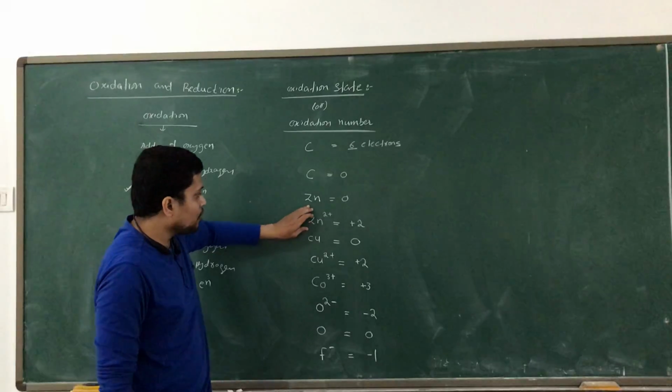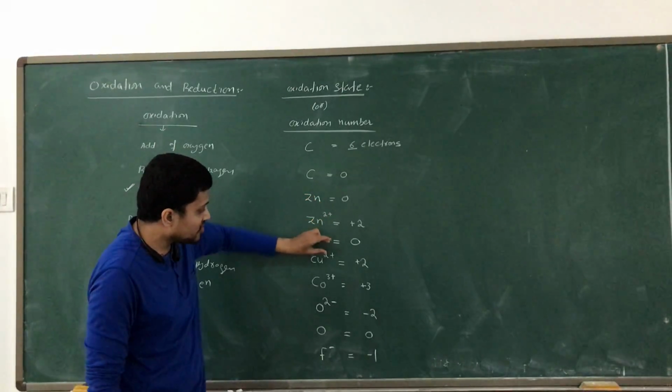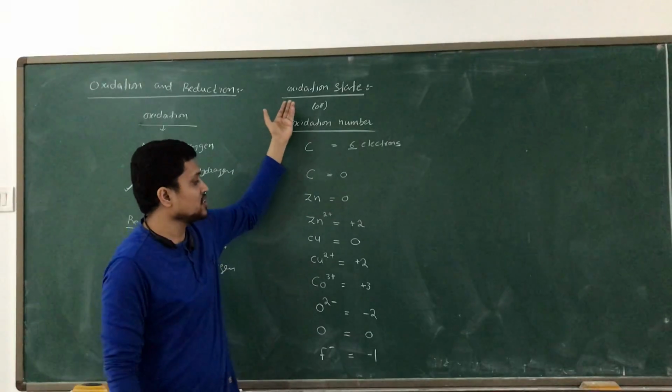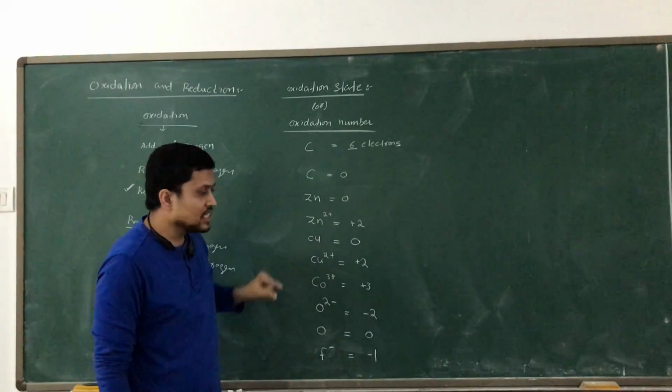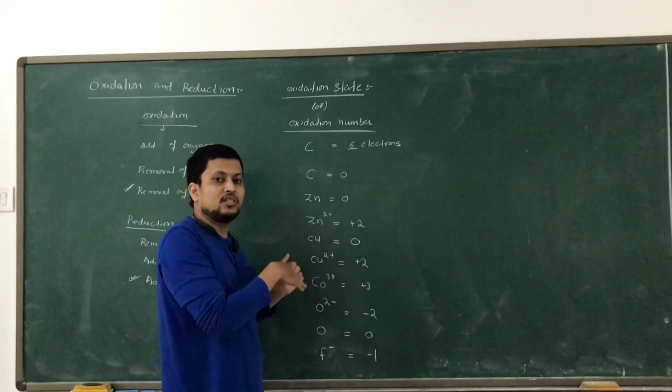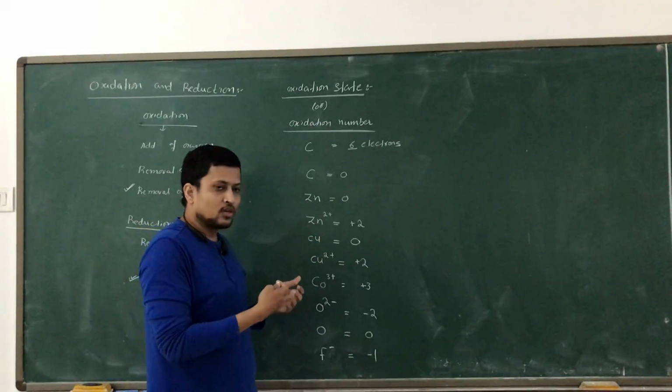So when the compound itself shows a charge, we can directly get the oxidation number and oxidation state. But if they are not giving the charge, if the species is present in the form of a compound, then what is the oxidation state? We have a method to calculate that.